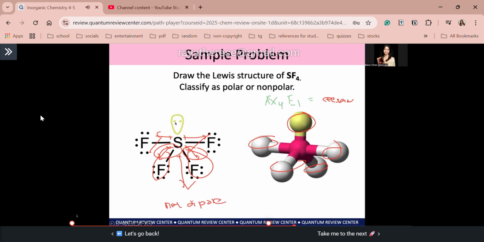Okay? Also, the presence of the lone pair here makes the charge distribution sa molecule mas uneven. Kaya nagiging mas polar ang SF4. Kaya nagkakaroon siya ng net dipole. So 2 reasons why it has a net dipole. First, it is asymmetric kasi may net dipole siya na mapupunta dito. And second, it has lone pairs that will contribute to the uneven charge distribution around this molecule. Okay? Thus, SF4 is polar.